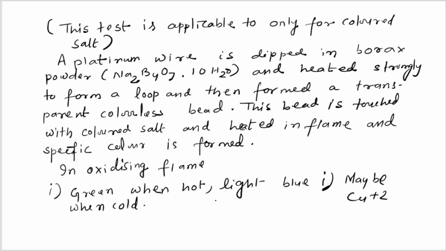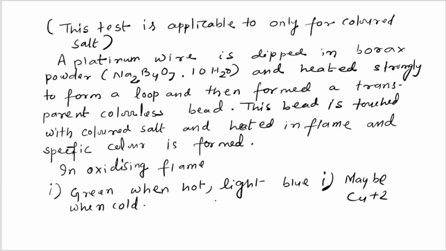A transparent colorless bead, that means a shining colorless bead, is formed, and this bead is touched with colored salt. That means again, first you take platinum wire dipped in borax powder, formula Na2B4O7·10H2O. What is 10H2O? 10 molecules of water of crystallization. Heat strongly. On the loop one transparent bead is formed. This bead is touched to the colored salt, not colorless, and heated in the flame, and a specific color is formed.